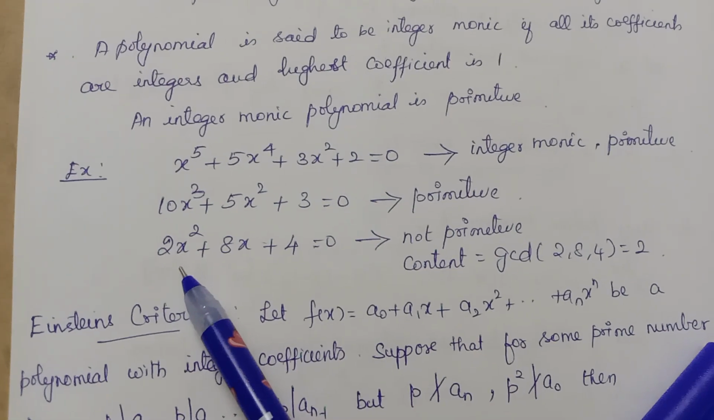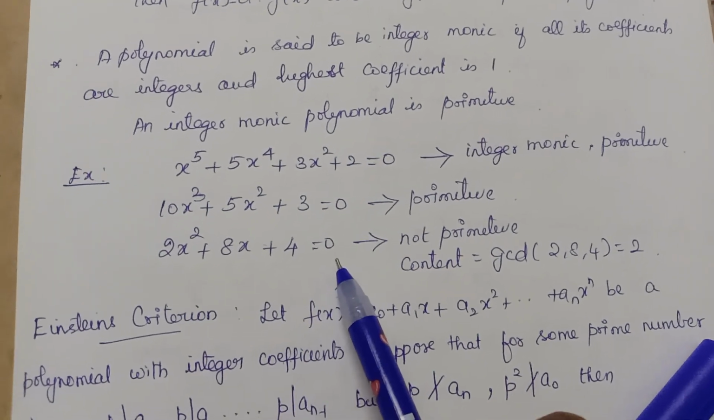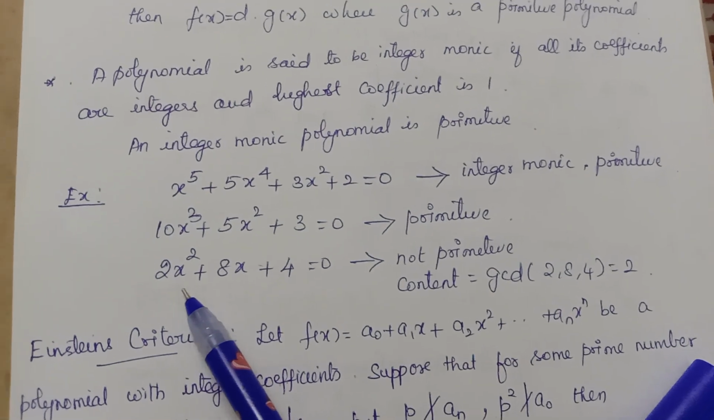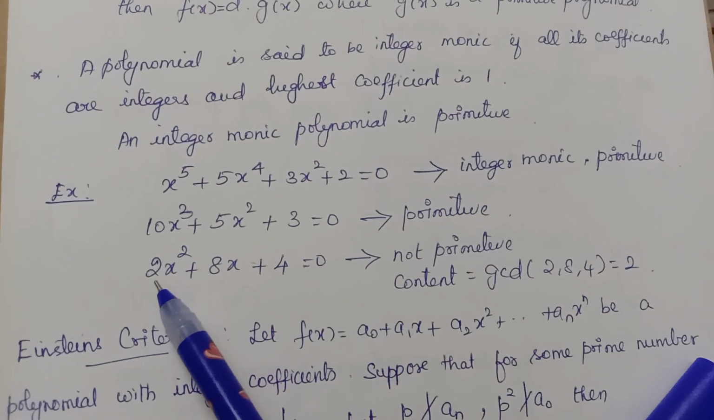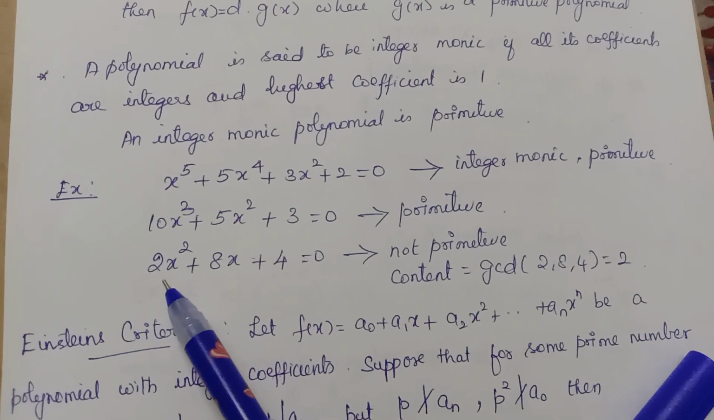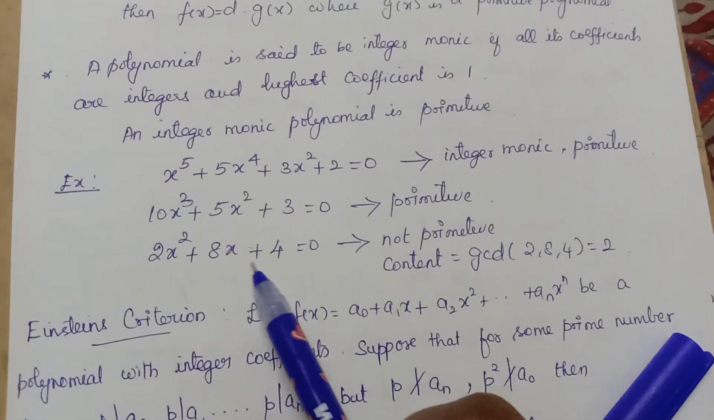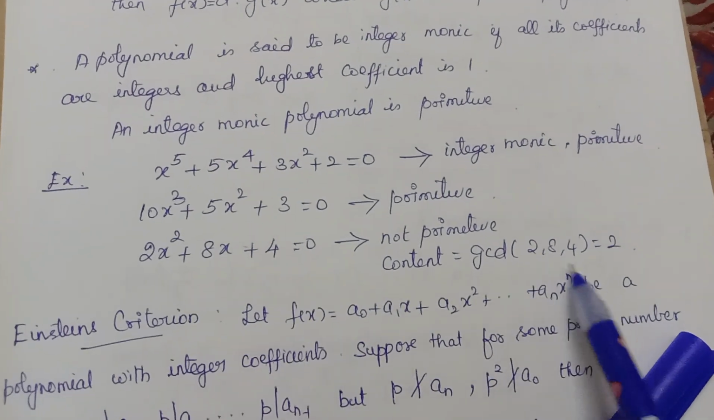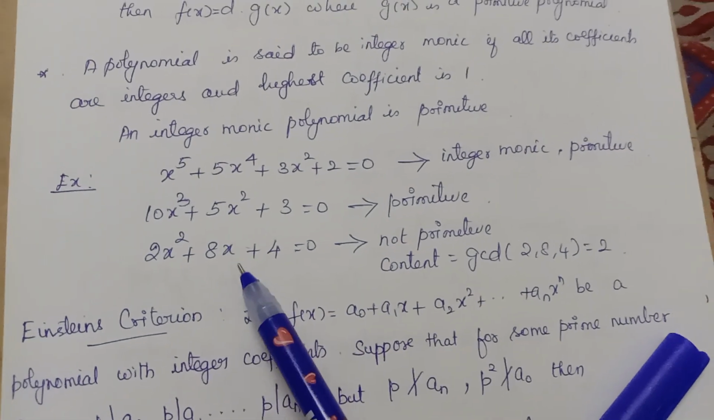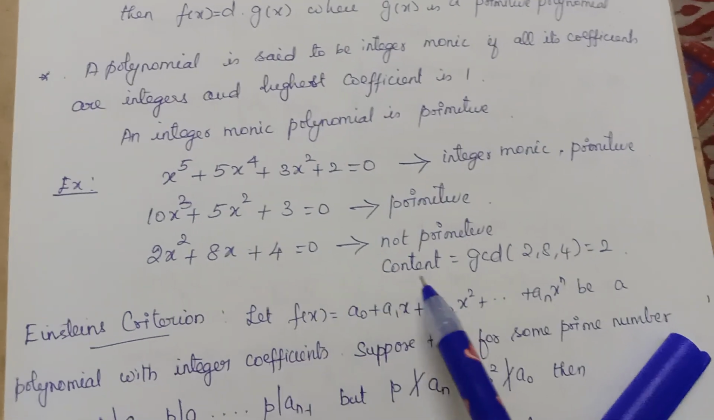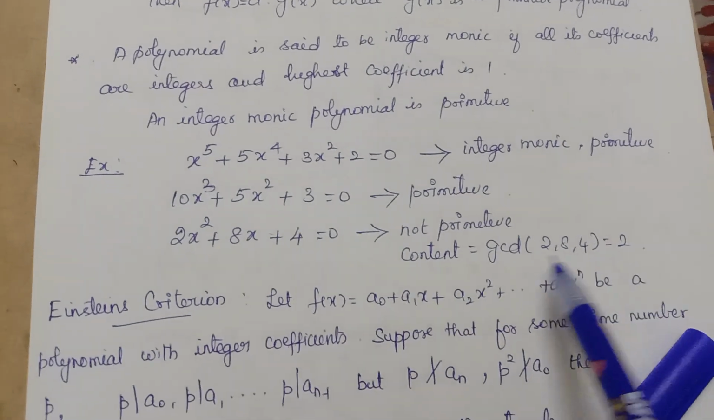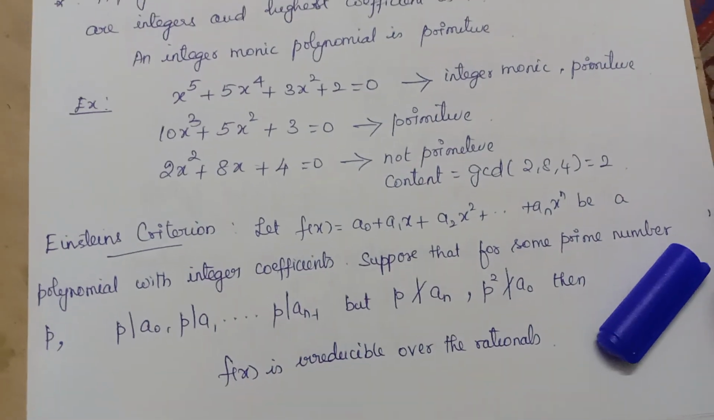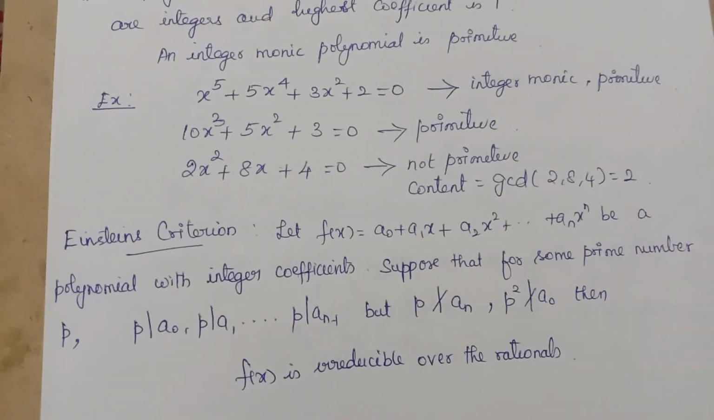Next consider 2x square plus 8x plus 4 equal to 0. This is not a monic polynomial, because the coefficient of x square is not equal to 1. And this is not primitive either, because the GCD of 2, 8, 4 is 2. Therefore this is not primitive, and the content of this polynomial is equal to 2. Content is nothing but the GCD of the coefficients, right? So these are the preliminary things about polynomials.